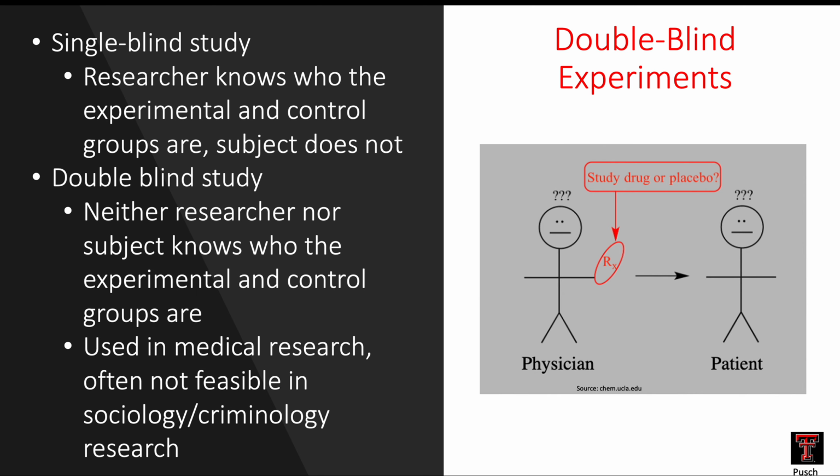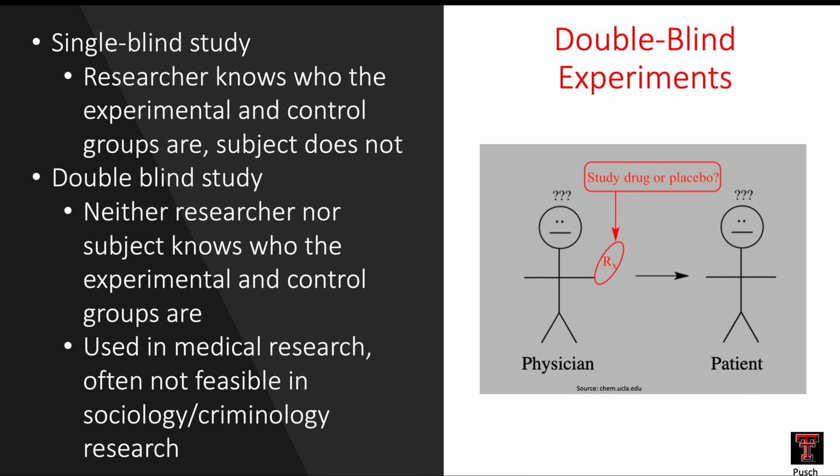Now, a little example of a single blind and a double blind study. So in a single blind study, the researcher knows who the experimental and control groups are. So the subject doesn't necessarily know whether they're in the experimental or control group, but the researcher does. So the researcher knows who is getting that stimulus or treatment. In double-blind experiments, neither the researcher nor the subject knows who is in what group.